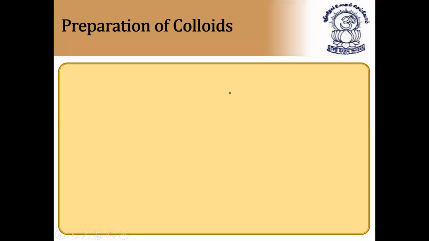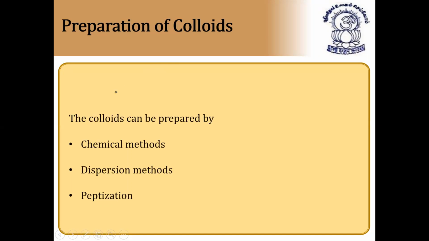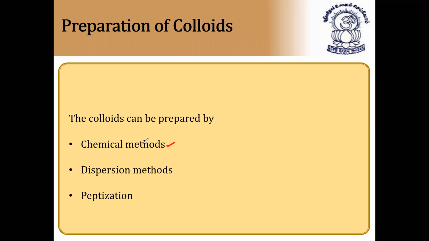Preparation of colloids. Colloids can be prepared by chemical methods, dispersion methods, and peptidization. Chemical methods means by means of oxidation, reduction, double decomposition, etc. Then dispersion methods, and also peptidization. All the three methods we are going to discuss now. It's very, very easy to understand.